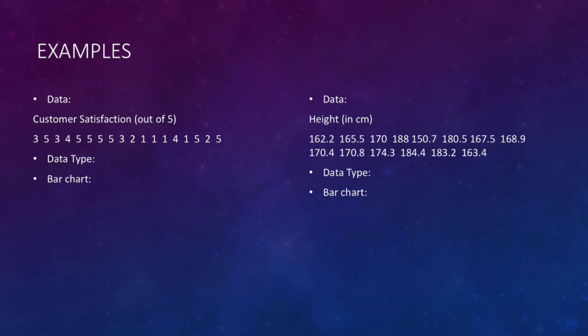So let's look at some examples. This first one, here's the data, is customer satisfaction out of 5. For the sake of argument, I said that there are no 0.5s, so you can't say 3.5 or whatever. So this would be discrete, and it's quantitative. Actually, both of these are quantitative, because they both have numbers. The first one's discrete because there are gaps in between the numbers.